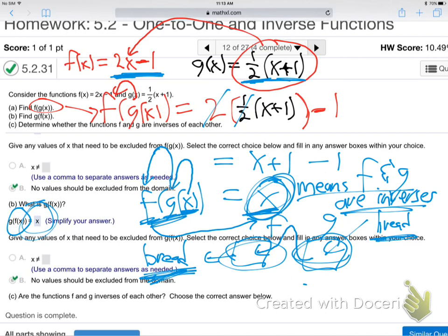And then finally they'll say, what's the domain? There's no domain problems on this one, because there's no square roots and there's no denominators, right? Those are the only two areas of trouble we look for with domain. You with me on that? If there's square roots or denominators, we don't have any, so everything's fine. No values should be excluded from the domain. You can plug anything you want into those functions.